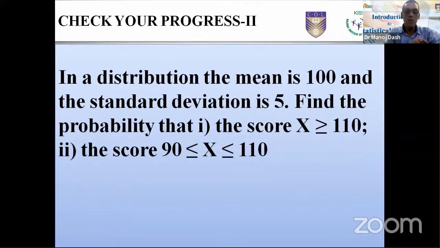Now please come to check your progress question 2. In a distribution, mean is 100, standard deviation is 5. Find the probability that the score is greater than or equal to 100. Another, what is the probability that the score is greater than or equal to 90, less than or equal to 110? So there are two different bits. Let us see the first bit.